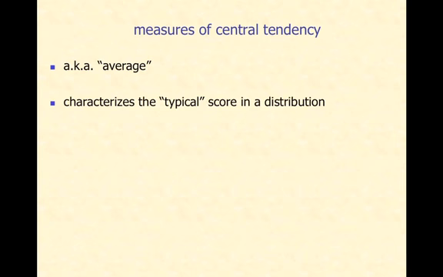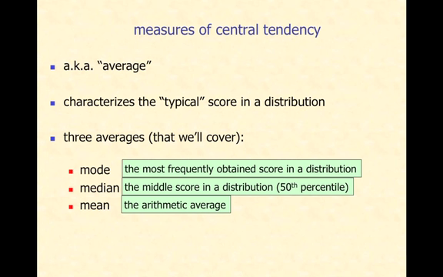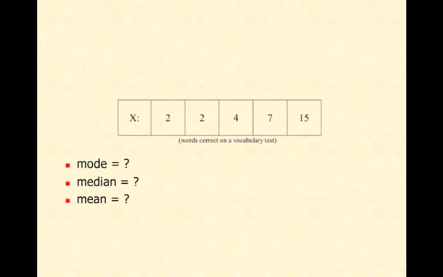We know that the average characterizes the typical score in a distribution, and so in fact we see that there are three kinds of averages. We have the mode, the most common score, the median, which is the central score, and the mean, which is, as I just described, the arithmetic average of a series of numbers. So, more formally put, the mode is the most frequently obtained score in a distribution. The median is the middle score in the distribution. It's also known as the 50th percentile. And the mean, of course, is the arithmetic average.